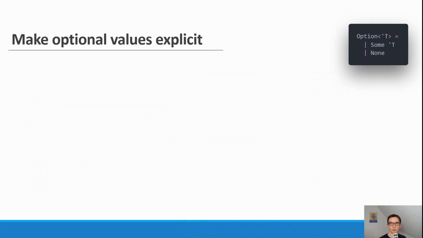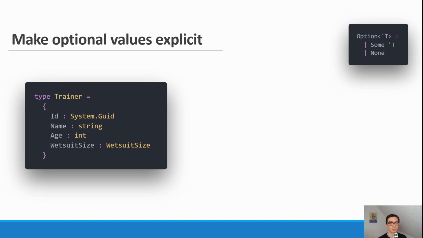Okay, let's come to the point where we can use options to make optional values actually explicit. In order to be able to do this, I need to introduce another concept from F# to you, which are records. Records, you can just think of as a struct or a simple class, a JavaScript object with no behavior in there. So it's just a type that has a couple of values in there. We have seen the class Trainer in the beginning in C#, and this is pretty much the same. We have an ID, which is a GUID, a name, which is a string, etc., etc. And we also have the wetsuit size.